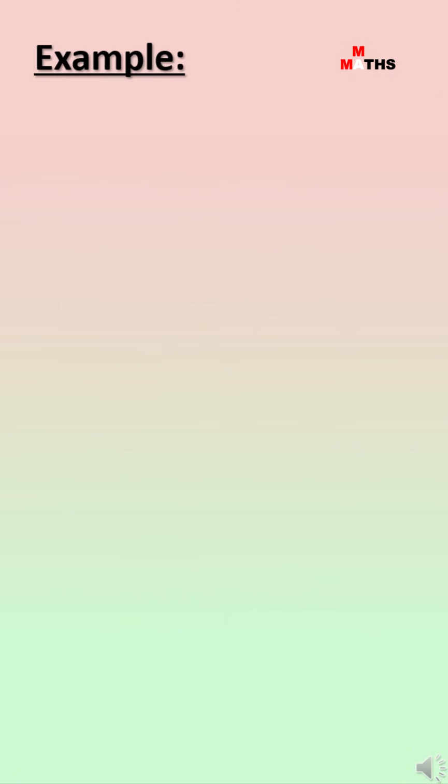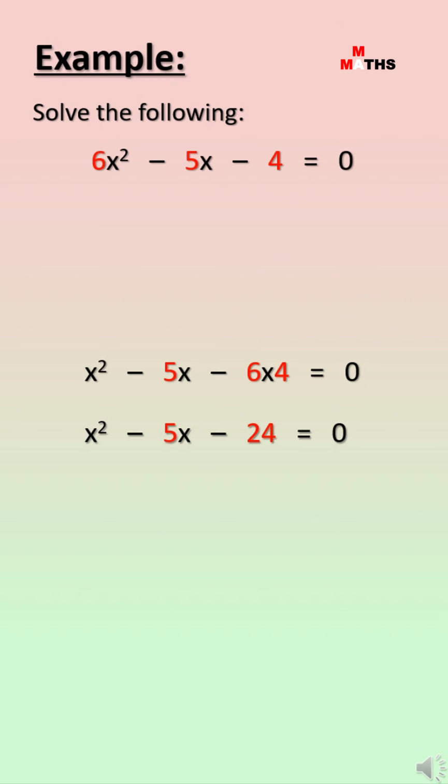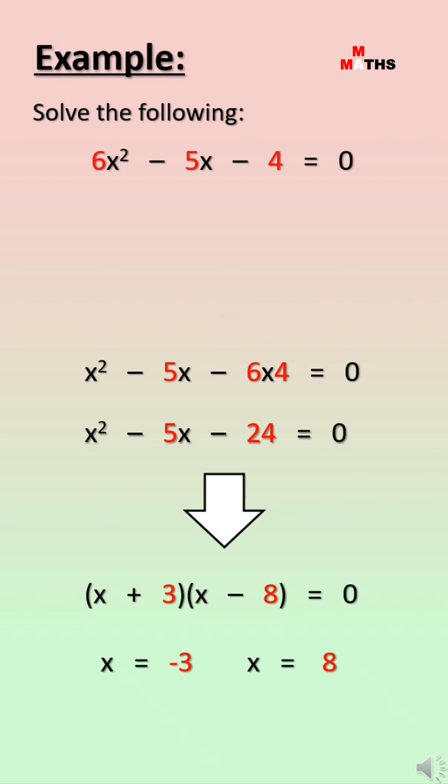Here's an example. Solve the following. 6x squared minus 5x minus 4 equals 0. We take the 6 from the x squared and we bring it to the constant term, multiplying that. So we end up with x squared minus 5x minus 6 times 4. That becomes x squared minus 5x minus 24 equals 0. Now to factorize. Well, that factorizes easily because 24 has 8 and 3 as factors, which do have a difference of 5. So it's x plus 3, x minus 8 equals 0. That means x is equal to minus 3 or positive 8.